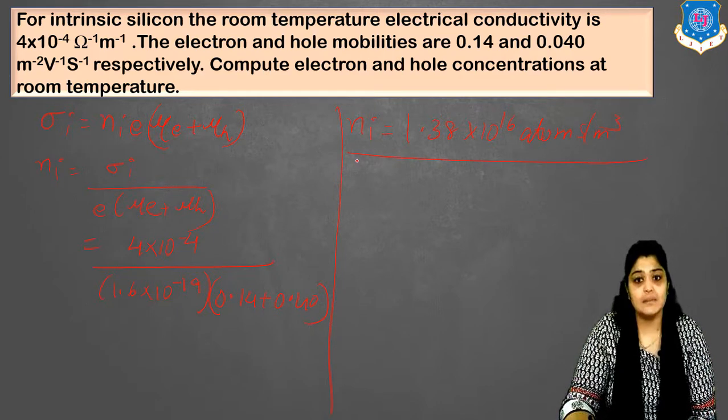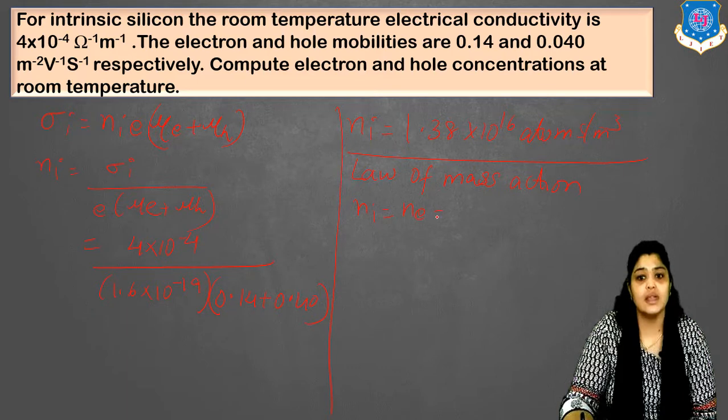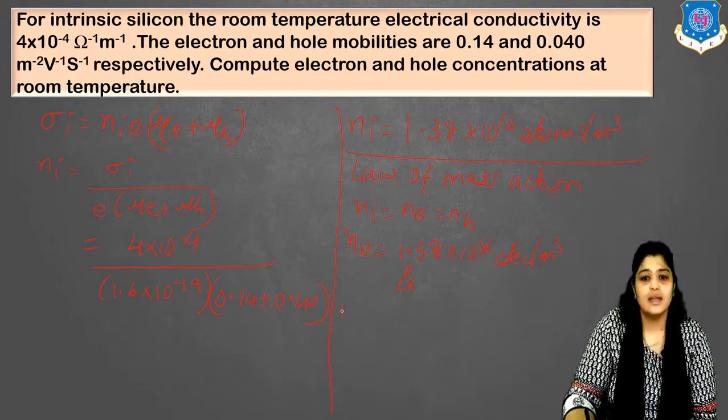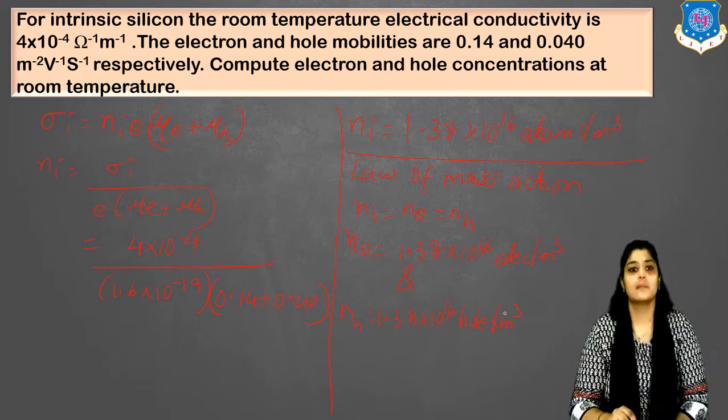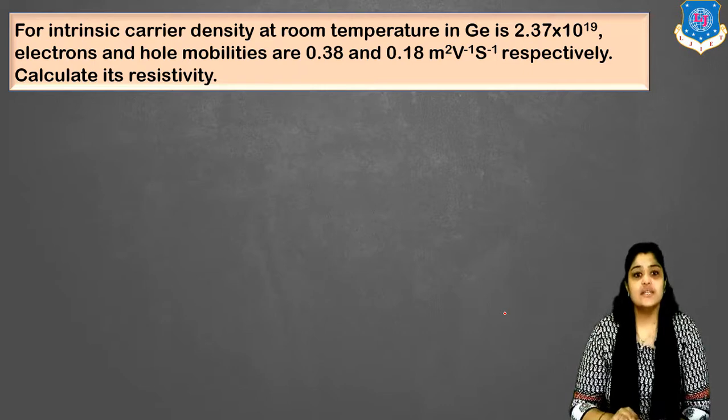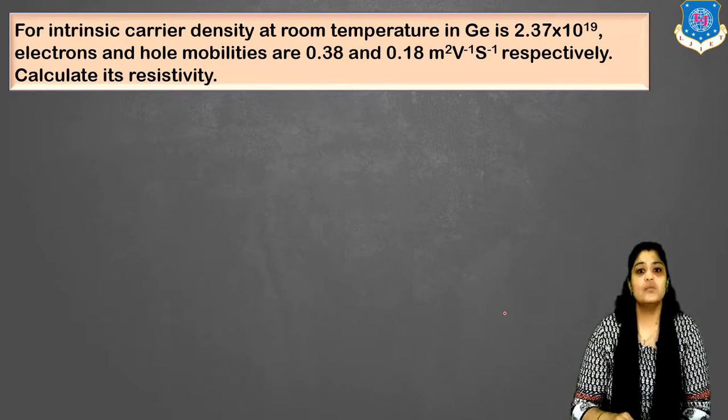Now, as I said in the beginning, by law of mass action, because we are given room temperature also, Ni is equal to Ne equal to Nh. So I can simply write Ne is equals to 1.38 into 10 raised to 16 electrons per meter cube, and Nh is equals to 1.38 into 10 raised to 16 holes per meter cube. Clear?